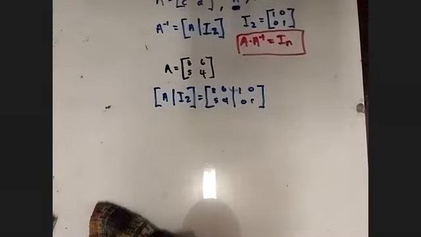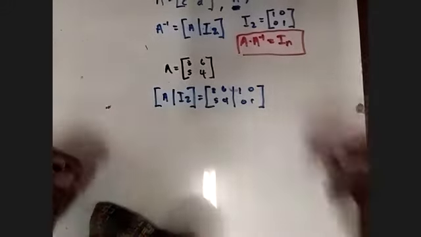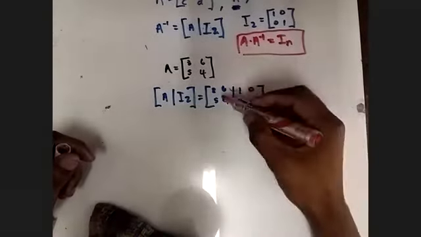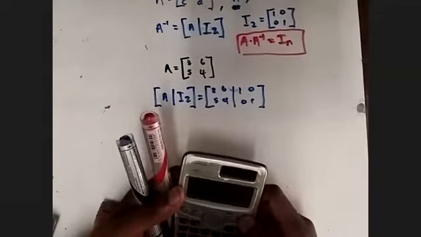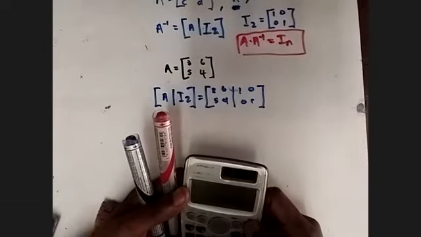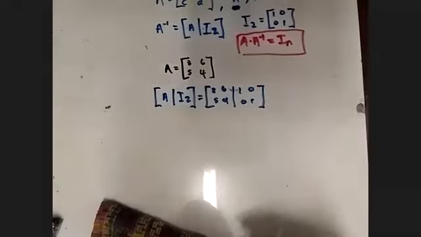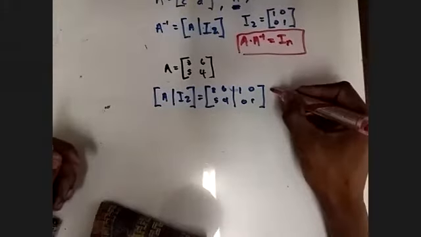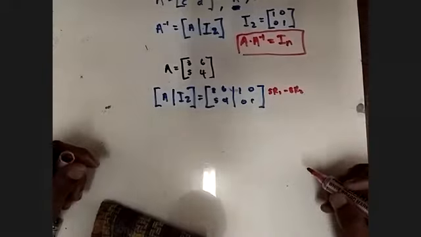So let me see. There's no number that can divide both of them. So since this one is bigger than this one, which one is bigger? Is 6 times 4 greater than 6 times 5? No, smaller. So I'm going to say 5 times R1 minus 8 times R2, which gives R2.